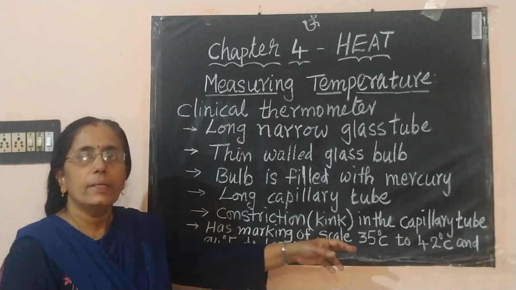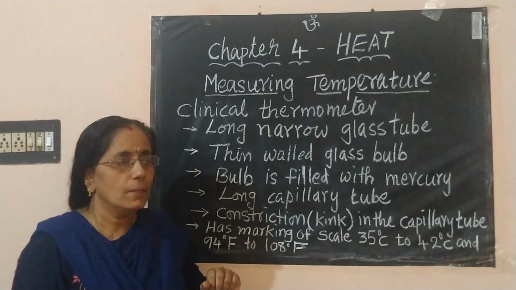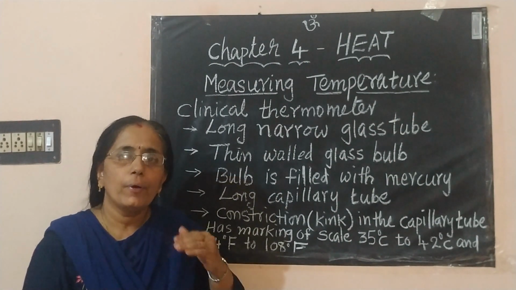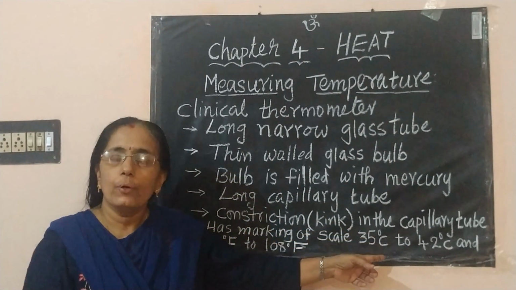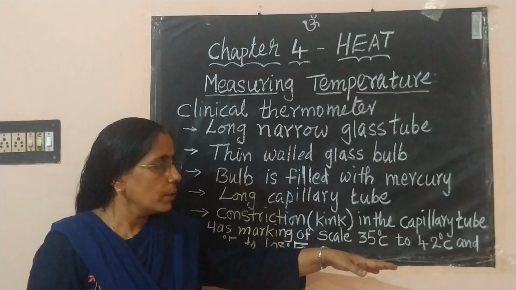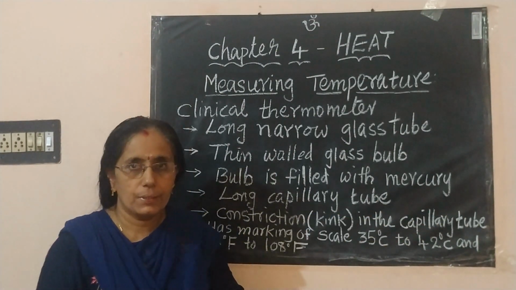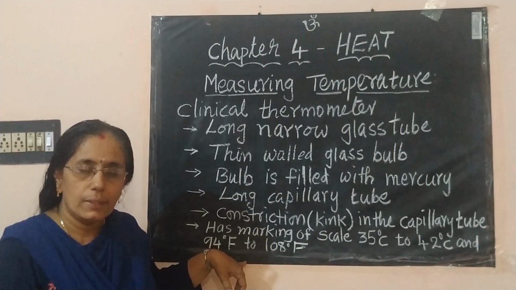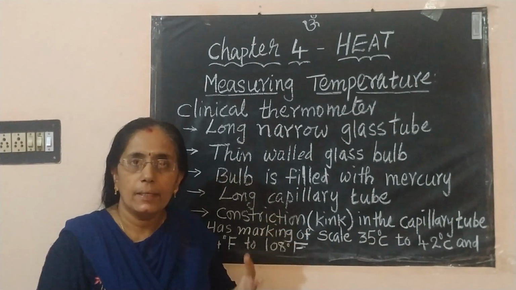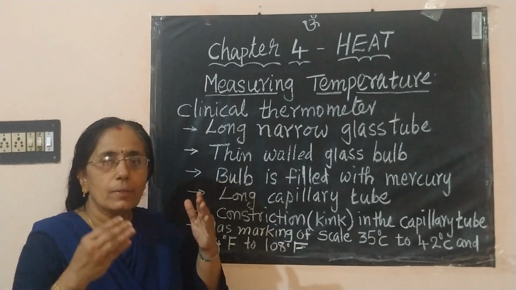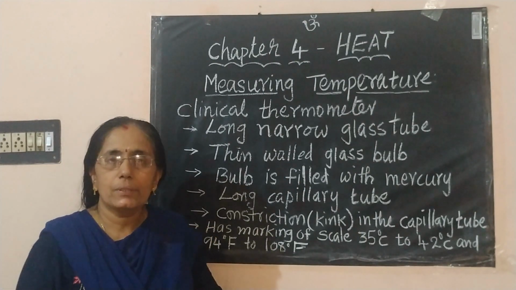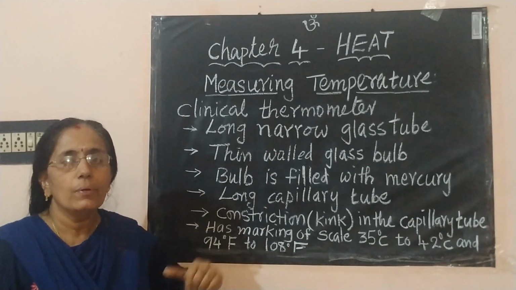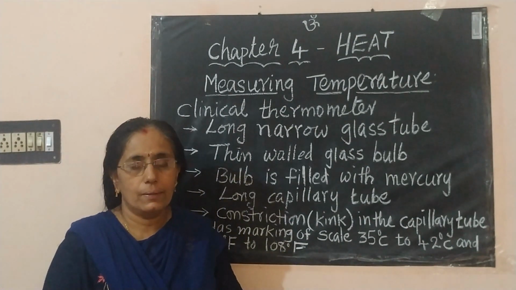So, why only this range of temperature is marked in a clinical thermometer? Children, the reason is that human body temperature cannot go below 35 degrees Celsius or above 42 degrees Celsius. And in the same way, it cannot go below 94 degrees Fahrenheit and above 108 degrees Fahrenheit. Therefore, the markings in a clinical thermometer is from 35 to 42 degrees Celsius and also from 94 to 108 degrees Fahrenheit.